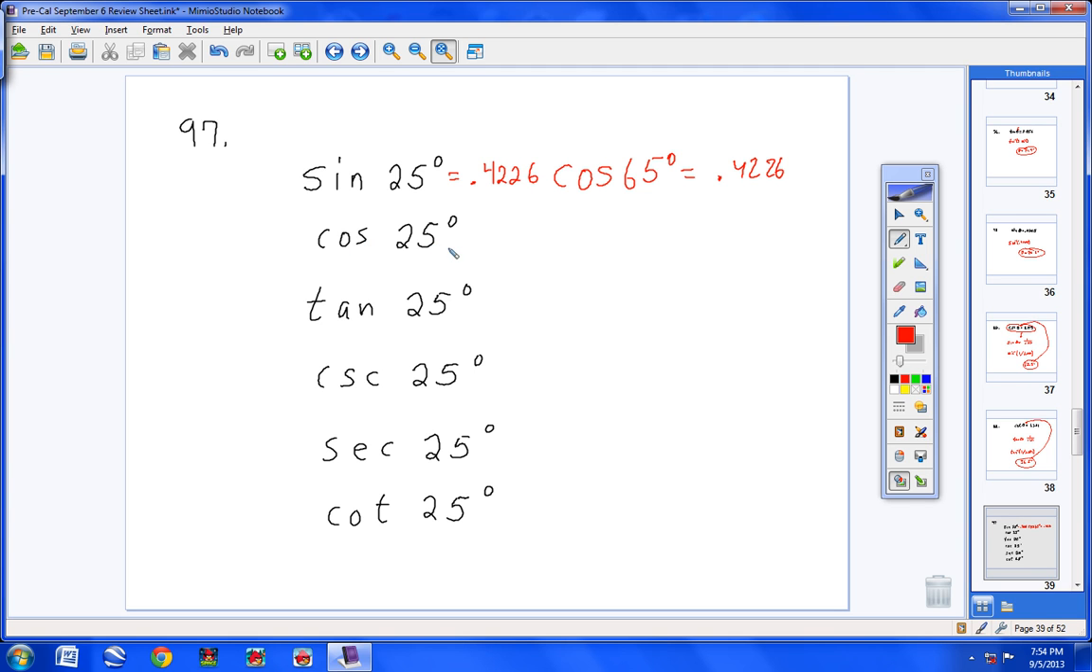Let's try it with cosine here, okay? Cosine of 25 degrees. Well, let's take a look here. The cofunction of cosine is sine, so I'm going to write sine of 65. And I can find that in my book under number 97. So the sine of 65 would be 0.9063. And so notice I have cosine and sine. They're cofunctions. 25 and 65, they add up to 90. So this answer would also be 0.9063.